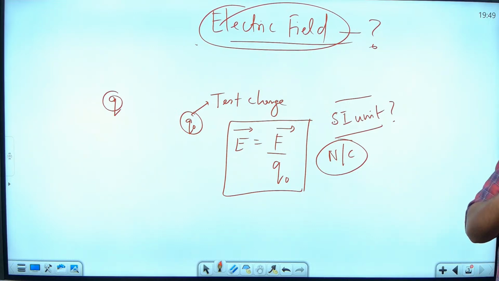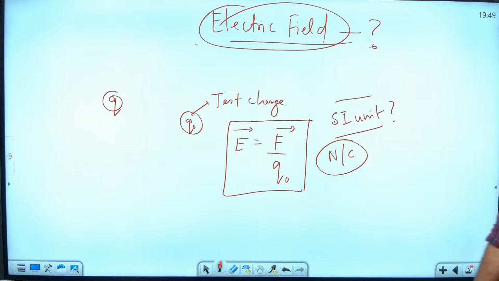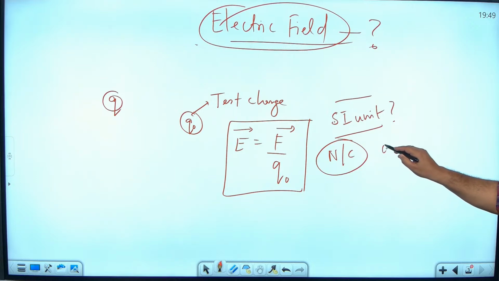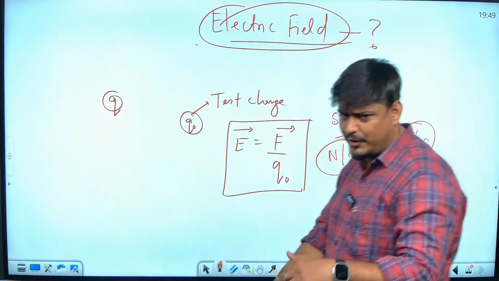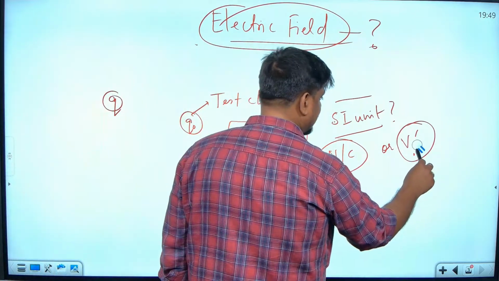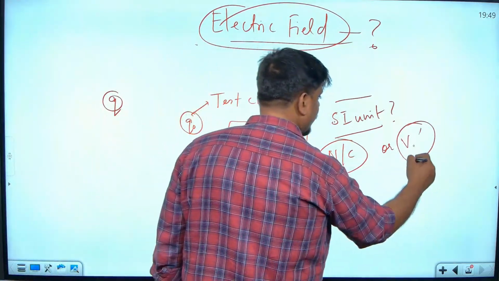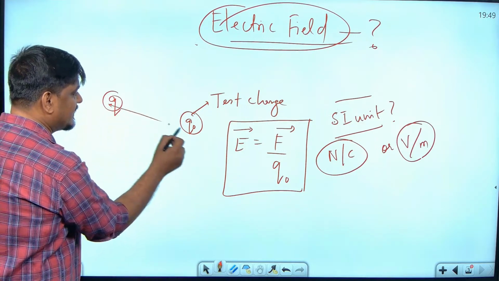So write somewhere it is a vector quantity also. Its SI unit is Newton per coulomb. It also has another unit, that is volt per meter. In school they may ask, that's why I am telling you. But it will be taught in the coming classes, how it is volt per meter. But electric field can also be defined as volt per meter.